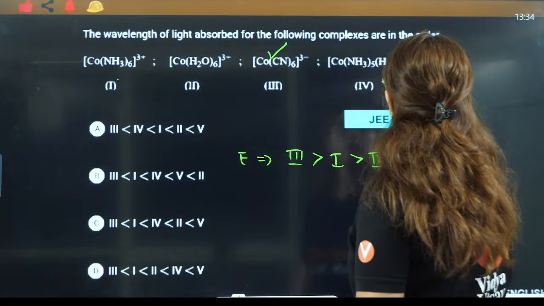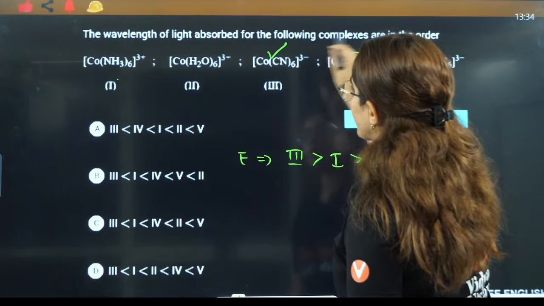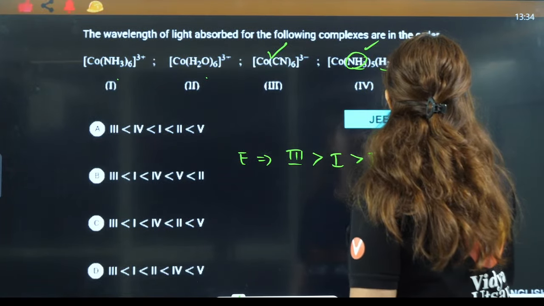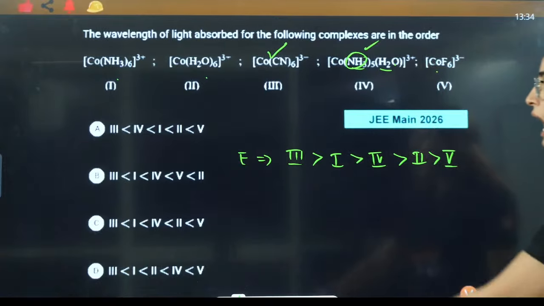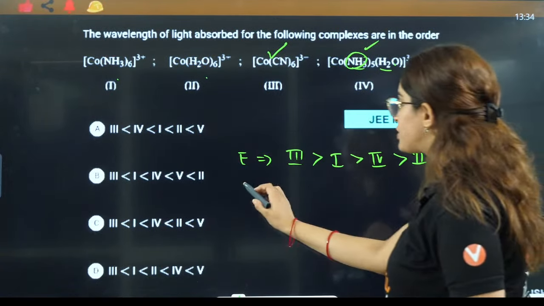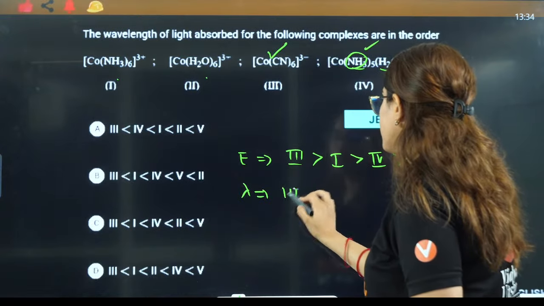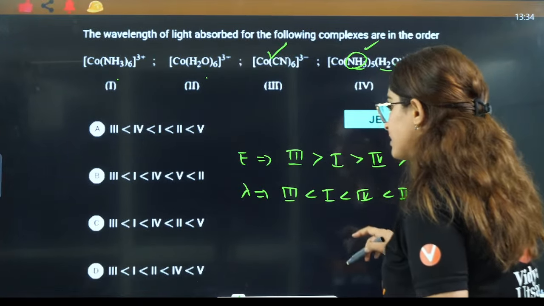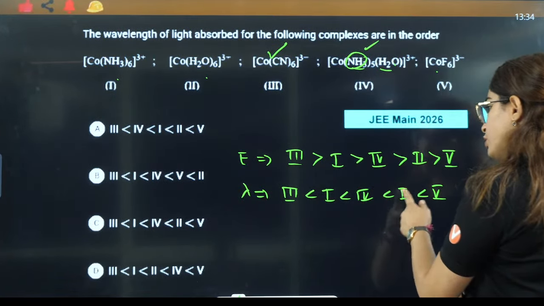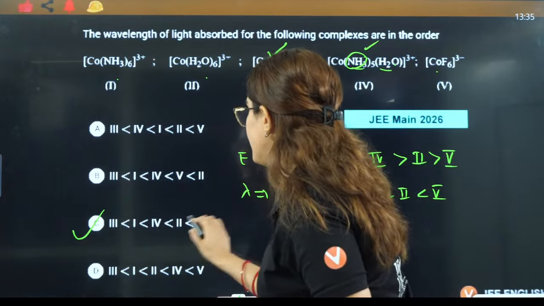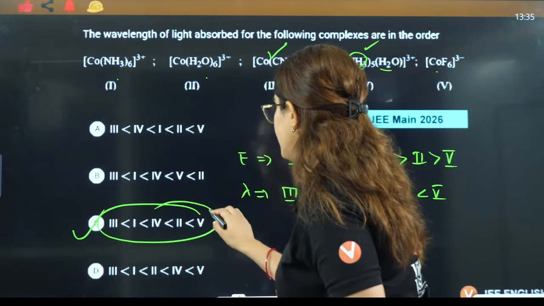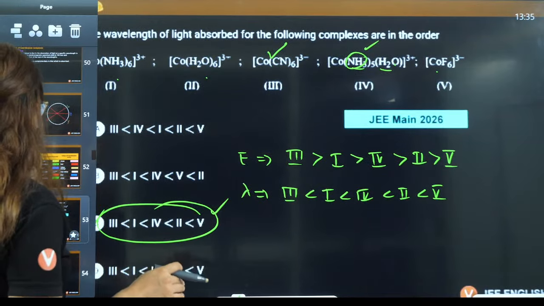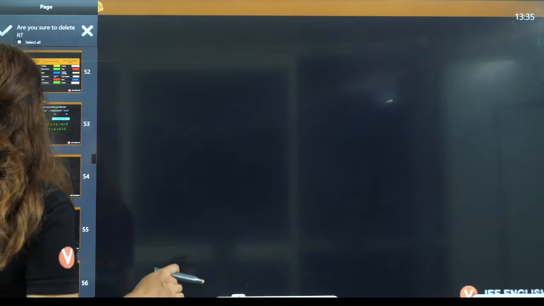After that it will be 4 here, because it has ammonia with water, then there is only water, then there is this, right? Then you will have second, and the last one will be fifth, which has minimum. According to the spectrochemical series, I have arranged it. Now lambda will be opposite. Third minimum, then 1, then 4, then second, then fifth. So the answer is going to be 3, 1, 4, 2, 5. C is the correct answer here. That was a very simple question that we had, right?